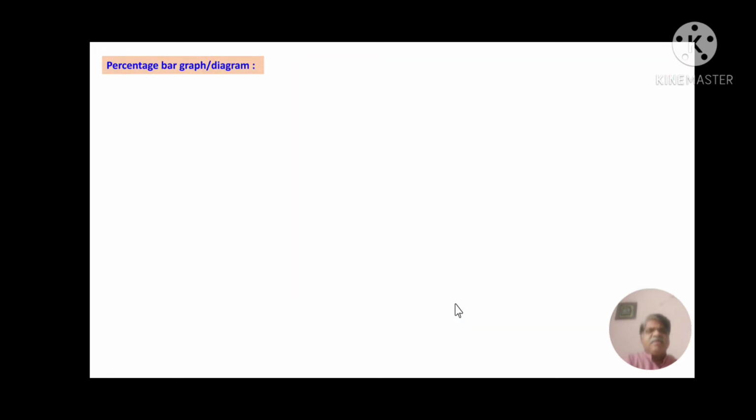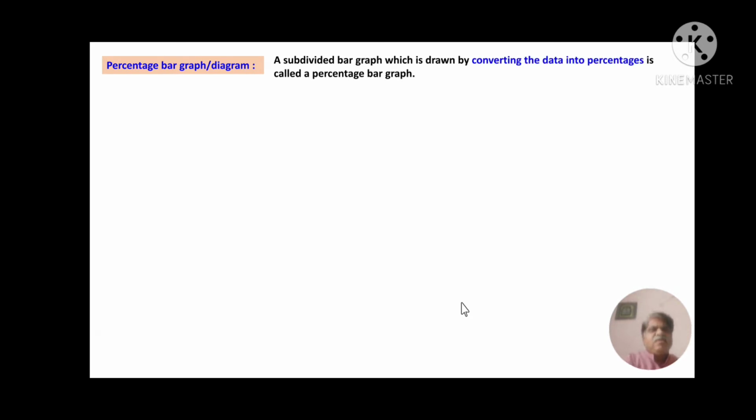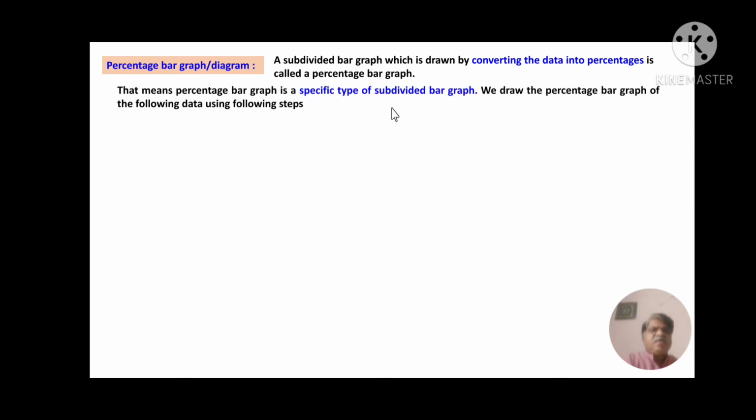Friends, percentage bar graph, what is this one? A subdivided bar graph which is drawn by converting the data into percentages is the percentage bar graph. That means the percentage bar graph is a specific type of subdivided bar graph. We draw the percentage bar graph of the following data using the following steps.